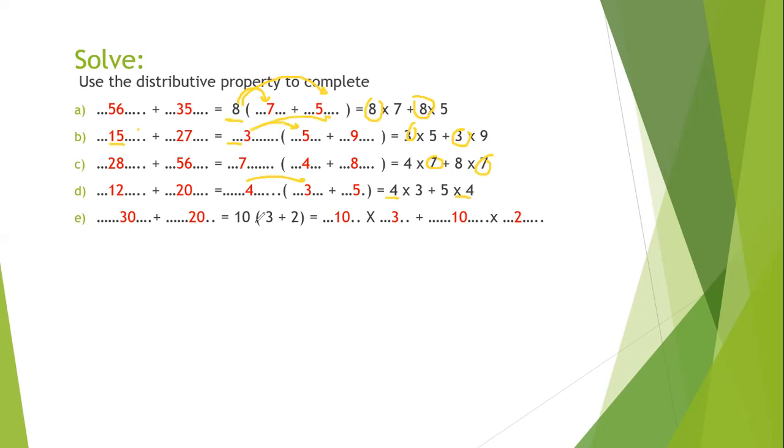In this case, the number is already outside the brackets, so this is the common. That means I have to multiply 3 times 10, then 2 times 10. 3 times 10 equals 30. 2 times 10 equals 20. So the steps are: get the common number and put it outside the brackets, then put the rest inside the brackets, then distribute.